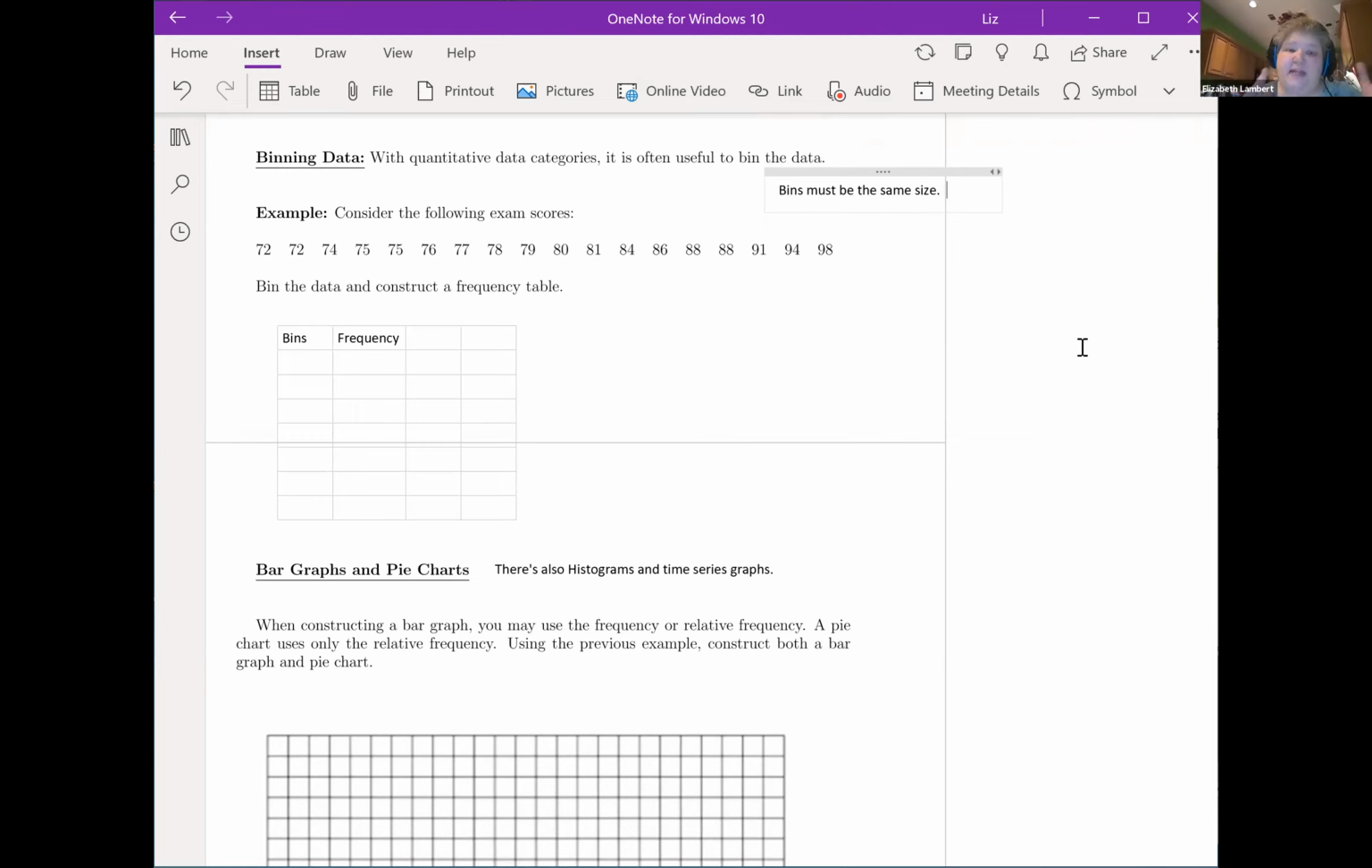Now, when we can bin the data like this, our bar graph actually takes on a special meaning, because now the width can be associated with a range of values, and then we can calculate the area to figure out some meaning. It's really interesting, I think, but I'm weird. All right, so the bins must be the same size.